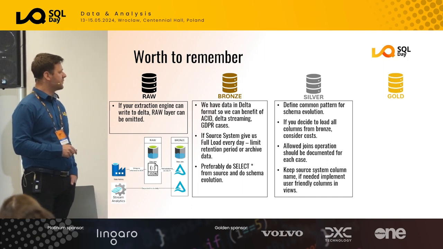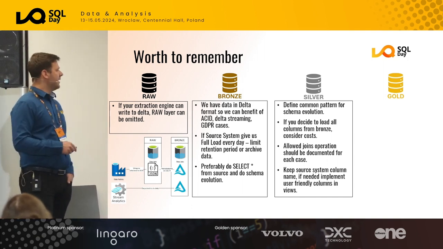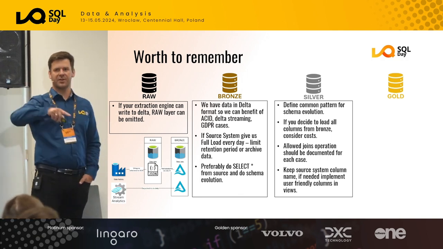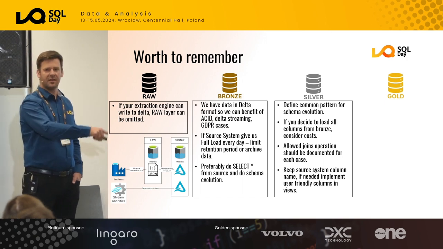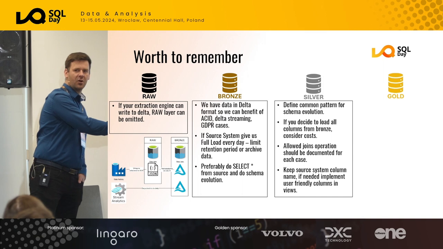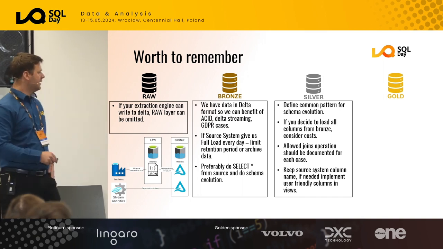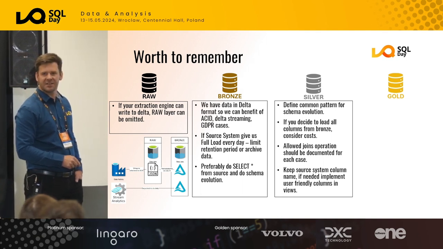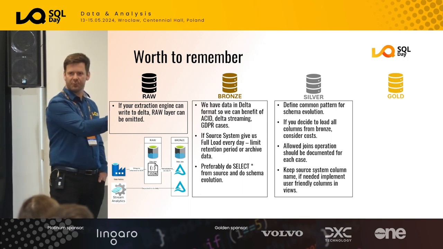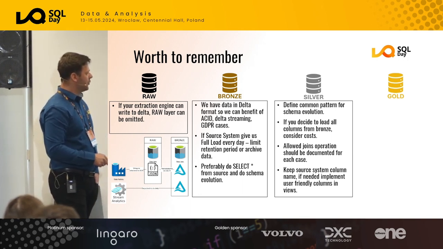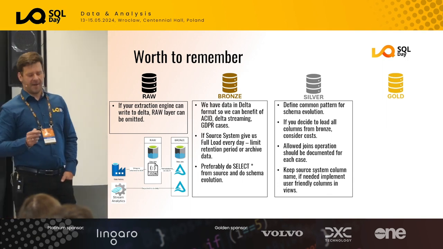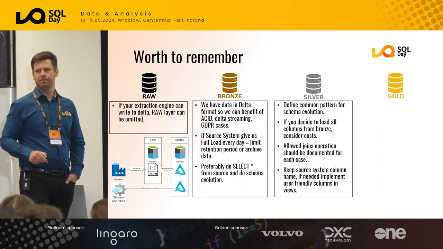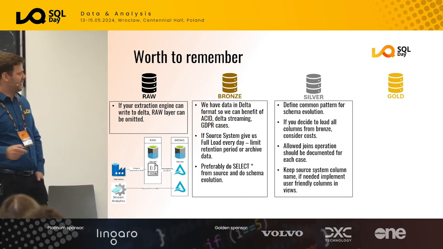If you decide to load all the columns from the bronze, consider the cost. If you allow the join operation, document that for each case. Not to create a situation where one team is saying what's supposed to be in a silver, and you suddenly end up with a silver being gold, and you end up with no intermediate layer. What I do is keep source system column names as they are, to more easily debug or reconcile with the source system. Instead, I'm doing views, and the views are basically this interface where I implement the friendly column names. And that's working perfectly fine.